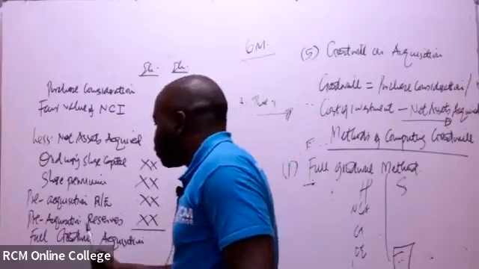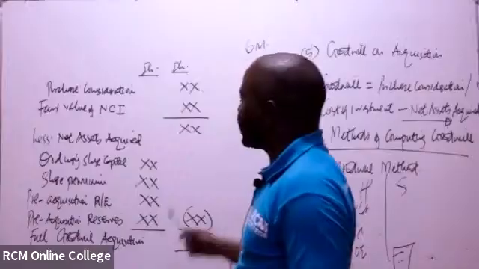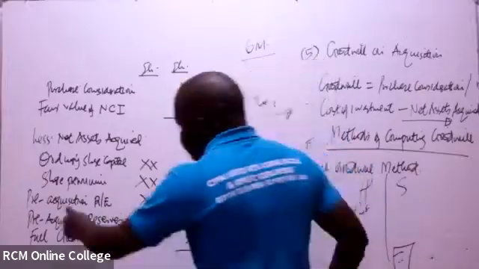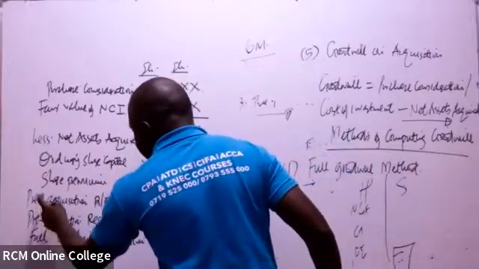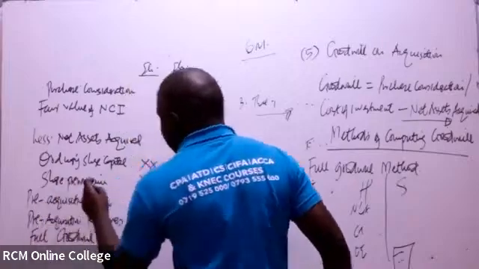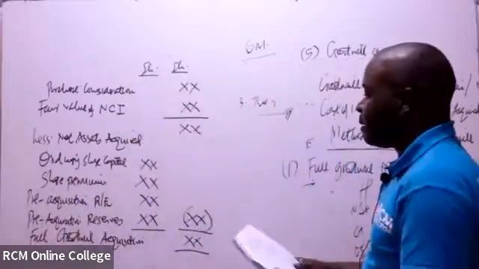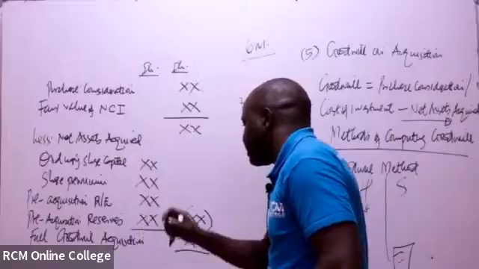Then the pre-acquisition reserves. The reserves that were there before the subsidiary, before acquisition. These figures, you pick the ones before acquisition. They'll normally in this case be given in the additional information. You pick them in this case and you bring them here. You add them.